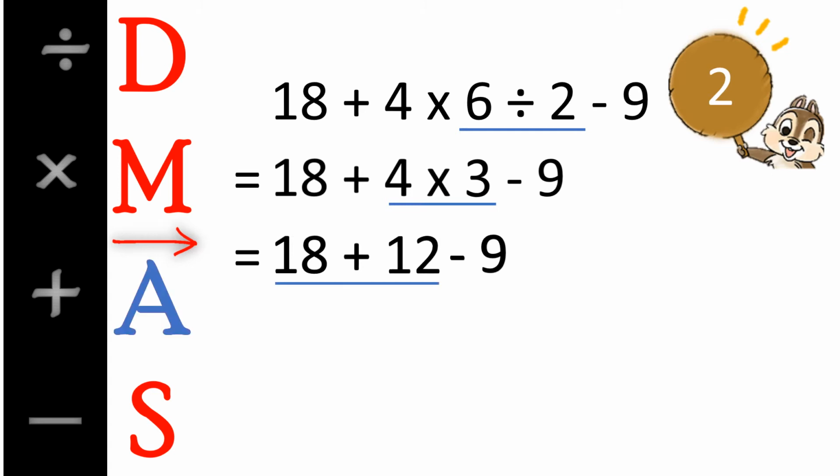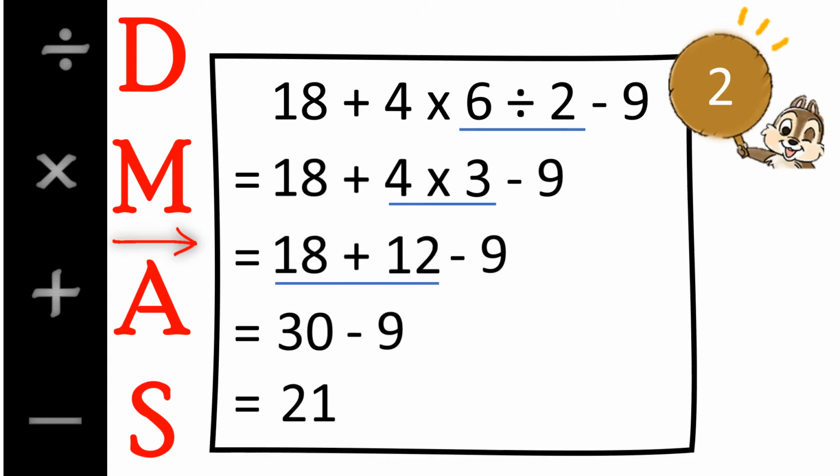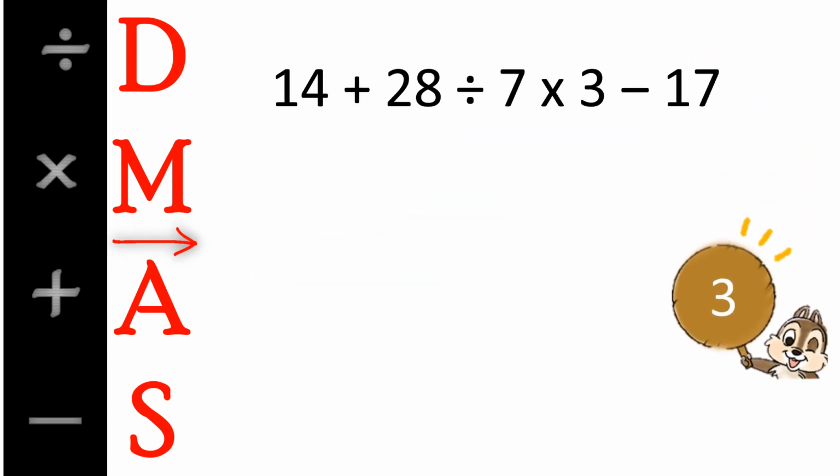So do the addition. 18 plus 12 we get 30 and then write minus 9 as it is. So we have 30 minus 9. Now do the subtraction. 30 minus 9 we get 21. So 21 is the answer of this numerical expression. Let us solve one more question.